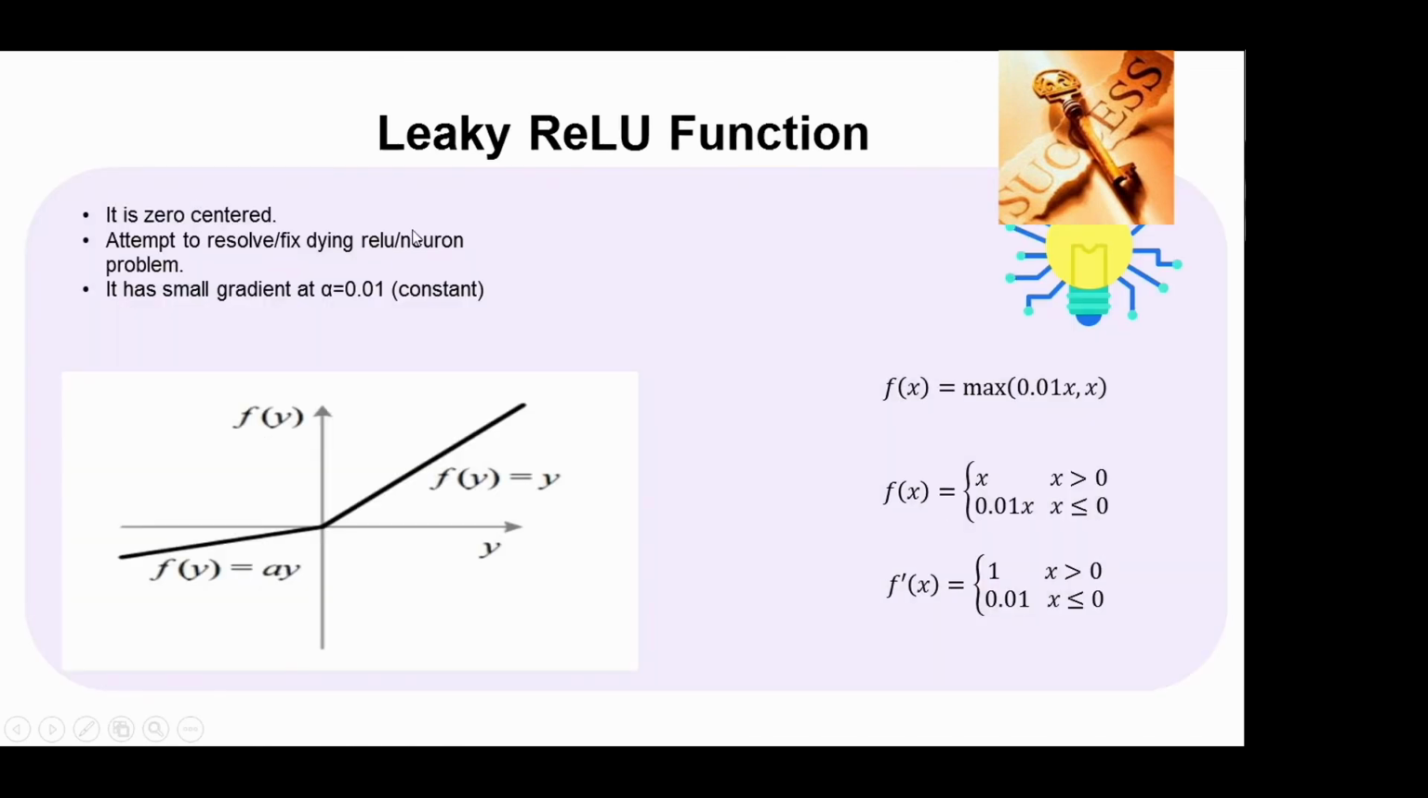So derivation was not possible in the ReLU activation function. So we have put some constraint in this mathematical expression. You can see here max 0.01x, x. What is the derivation of it? 0.01. When you compute the derivation, it is 0.01, or 1. So you can see the graph here.